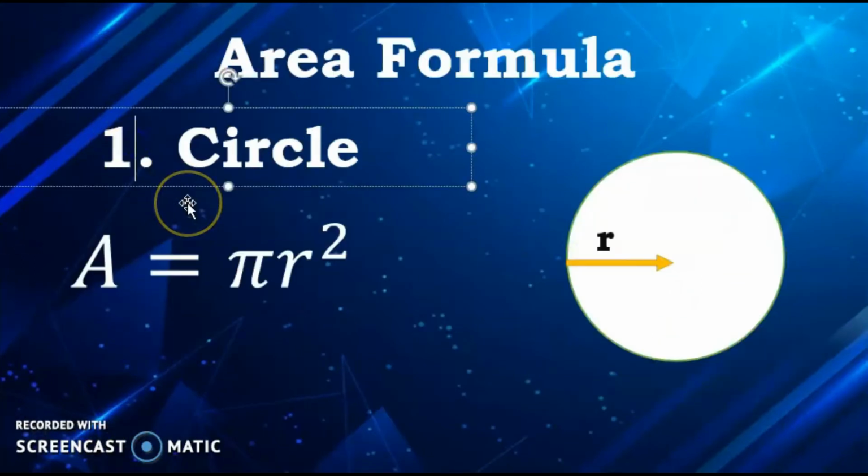Next one is the circle. That's number 4. So we have here the circle. Yung line na from this side to that point sa gitna, we call that the radius, or R. The formula to solve for the area of a circle is area is equal to pi, then radius, then squared, exponent. Or area is equal to pi times r squared.